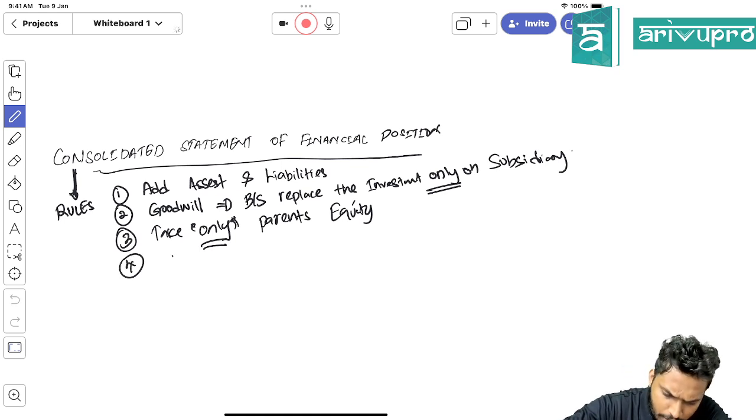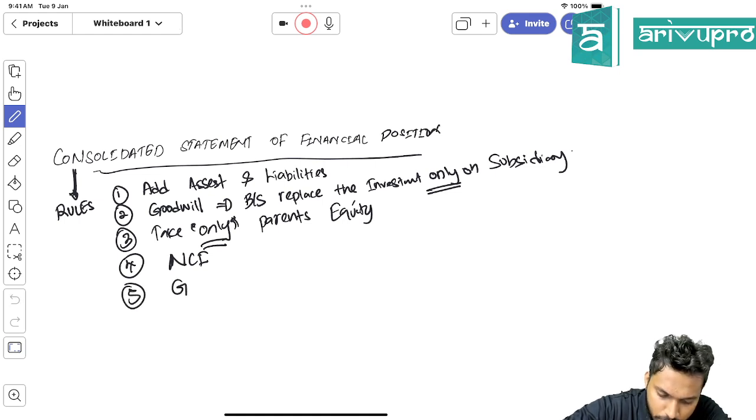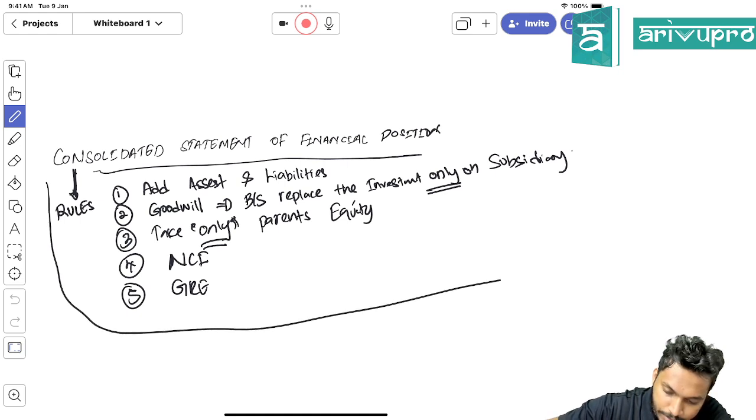Fourth one, you need to calculate your non-controlling interest. Fifth part, you need to calculate your group retained earnings. Okay. So these are the conditions or rules.